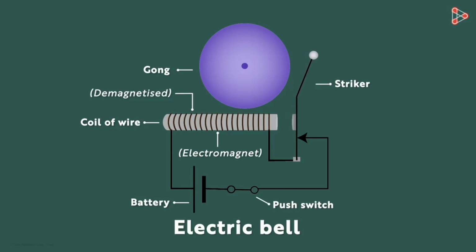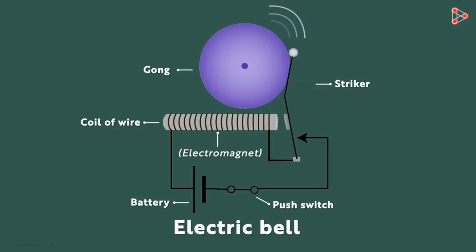This process will continue until the switch is open again. As soon as we switch off, the circuit breaks and the bell stops ringing. That is the basic idea of how an electric bell works.